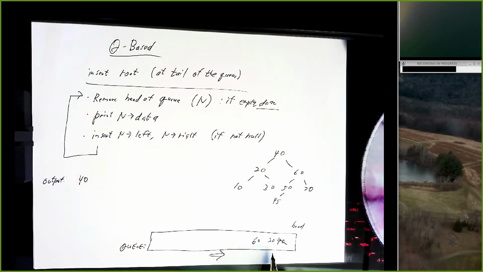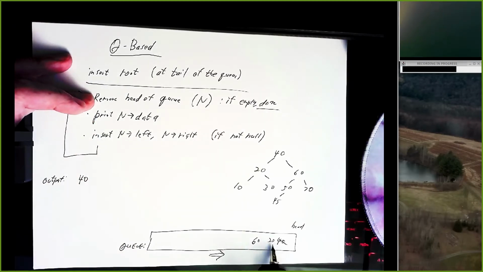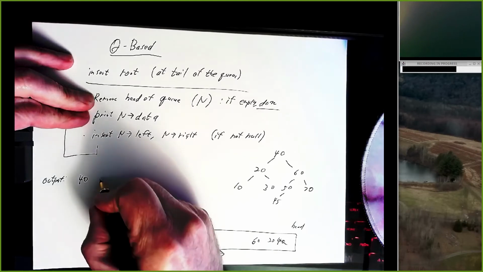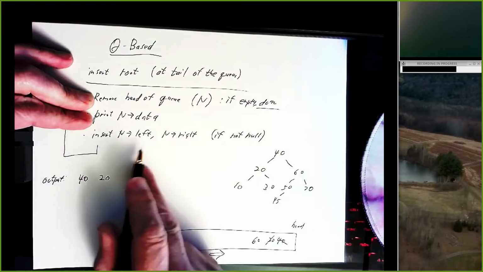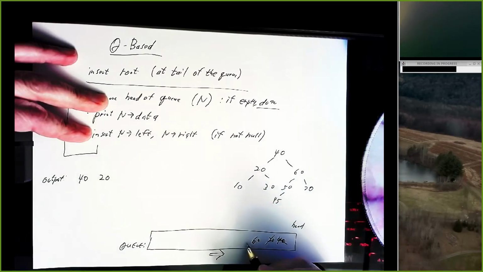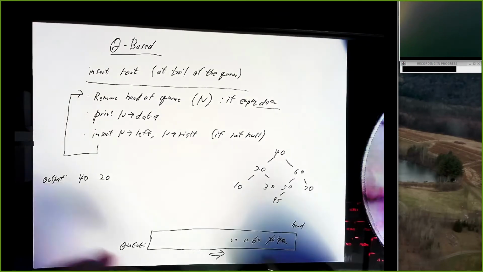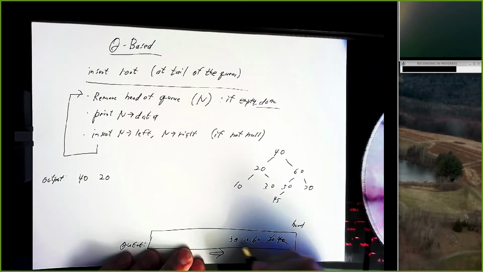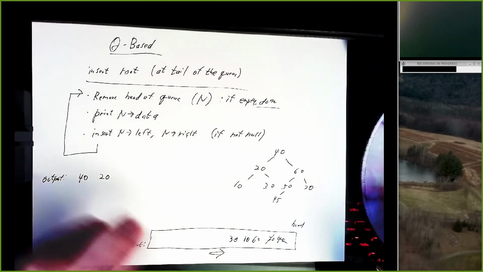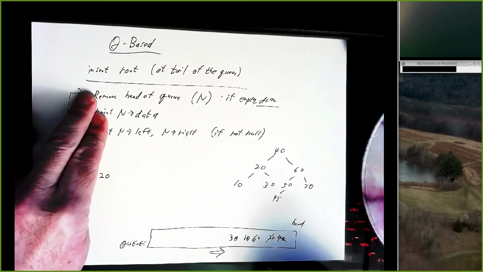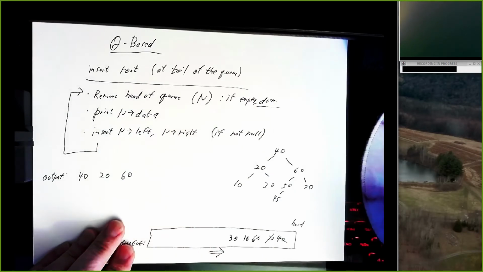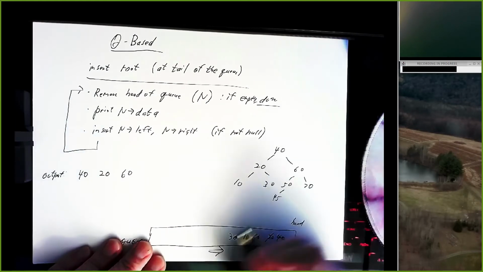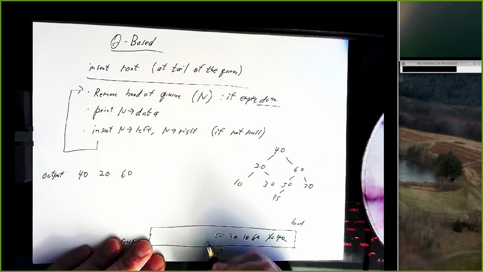We go back up to the top. So remove the head of the queue, which is a 20. Print out that thing's data. So we'll print out a 20. This is removed from the queue. And now we insert the left and right children of 20. So we insert a 10 and we insert a 30. Make that a little bigger. Alright, go back to the top, remove the head of the queue, that's a 60. Print its data, so that prints a 60, and then insert the left and right children. Well, the left child is a 50, and the right child is a 70.